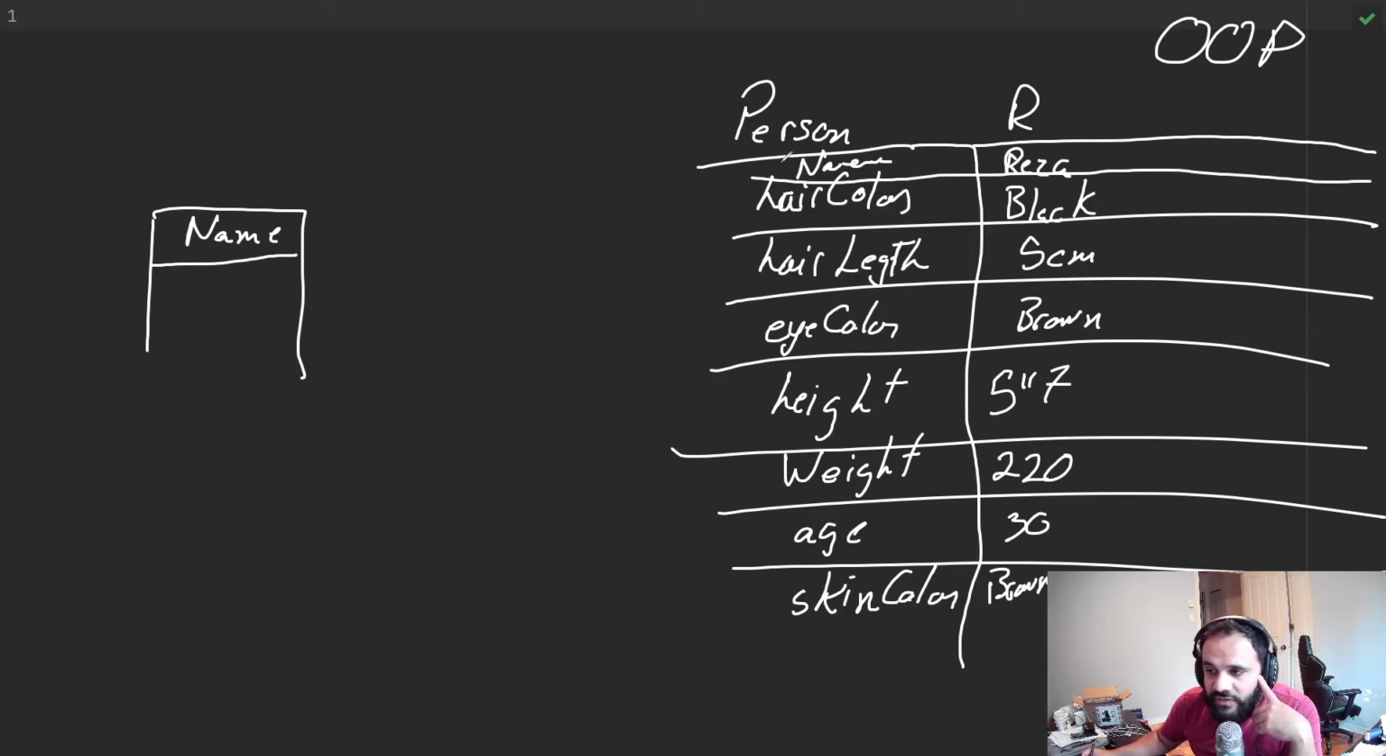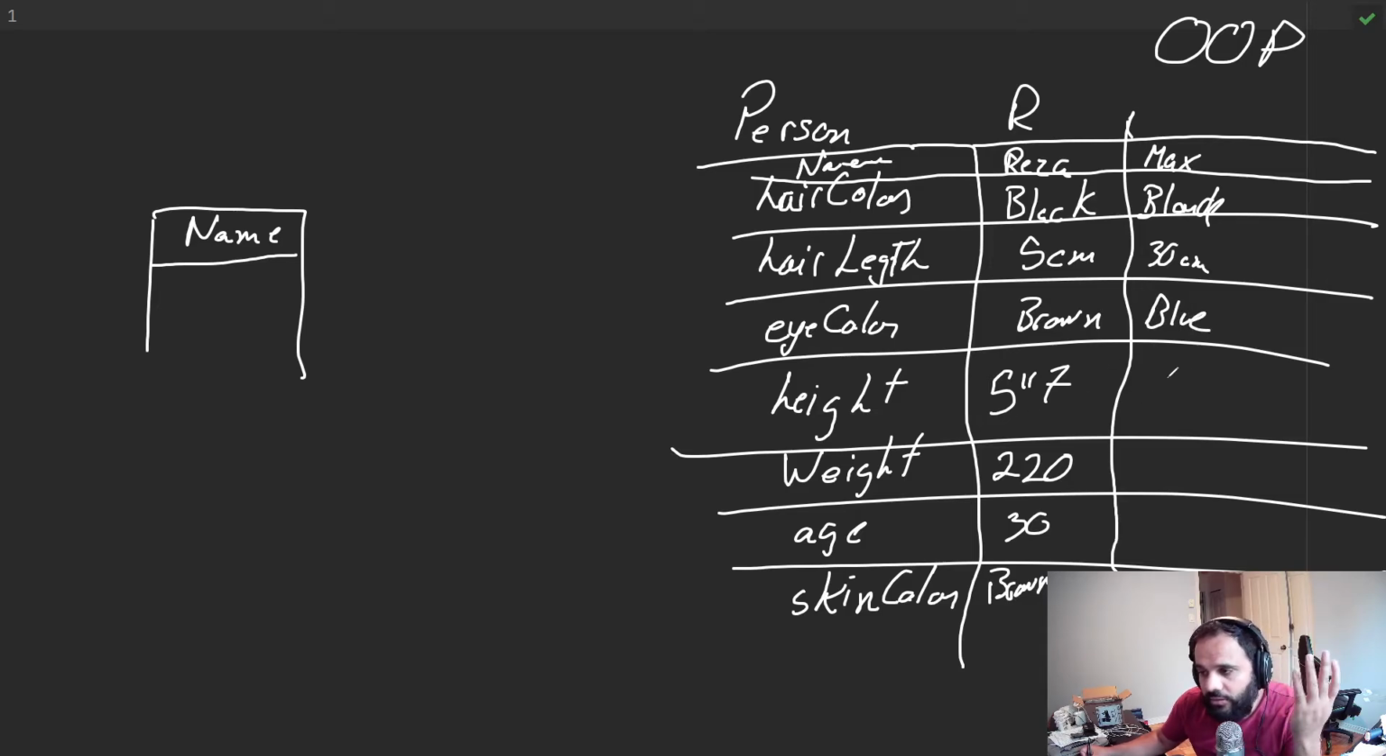You can see that those attributes still exist within me. Their values most likely are different from yours. Right? So if we had another person, well, obviously their name is going to be something else. Let's say Max. Their hair color is maybe blonde. I don't know. Their hair length is probably super long, let's say 30 centimeters. Their eye color is probably blue.